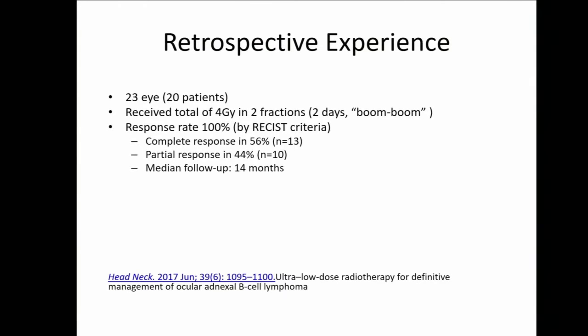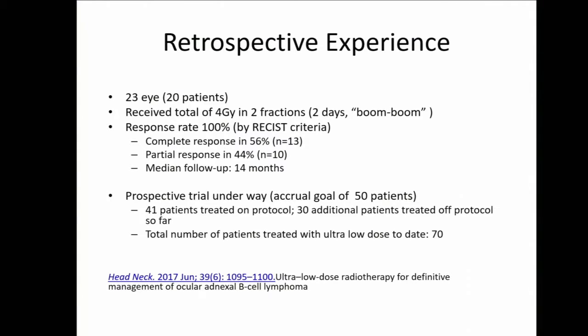So what do we have in the way of data? The only publication we've done so far was of the first 23 orbits and eyes. These are some conjunctival, some orbital, and we had excellent response. 100% of the patients responded, but by RECIST criteria, about 56% had complete response, and a lot of them had very significant partial response.